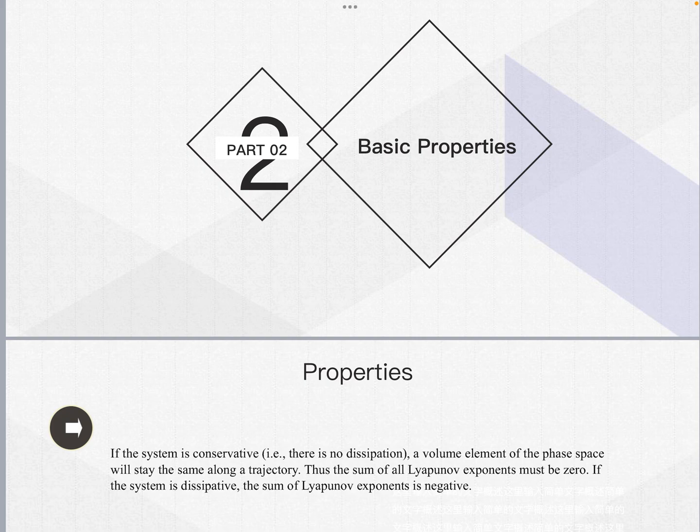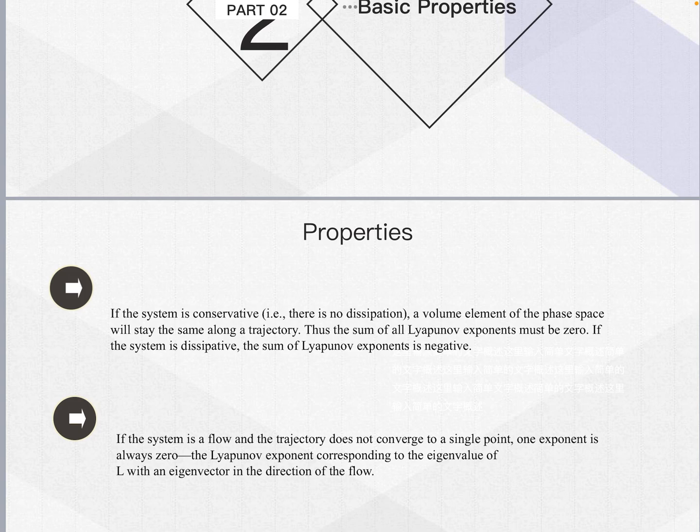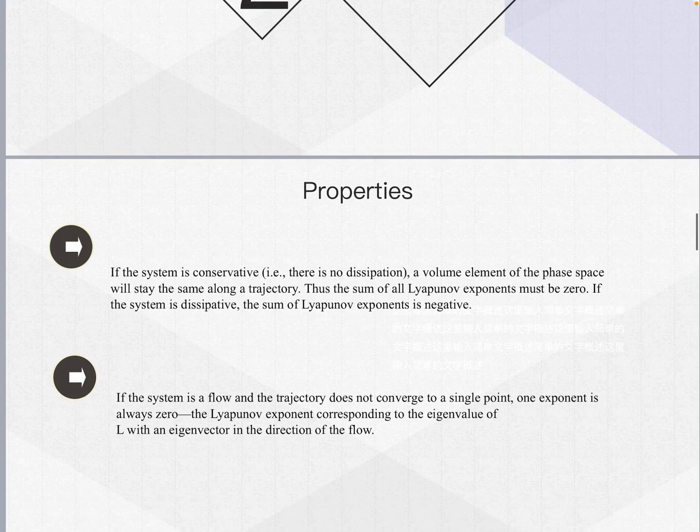In the second part, we will talk about the basic properties. If the system is conservative, for example, there is no dissipation, a volume element of the phase space will stay the same along a trajectory. Thus, the sum of all Lyapunov exponents must be 0. If the system is dissipative, the sum of Lyapunov exponents is negative.